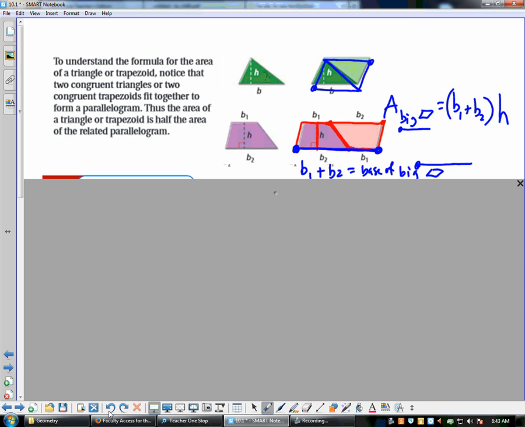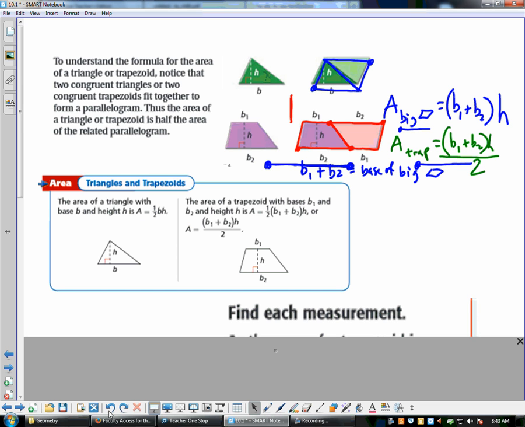Okay, but we didn't really want to find the area of a big parallelogram. We only wanted to find the area of this trapezoid. So isn't that half of it? Agreed? So to find the area of the trapezoid, it is going to be B1 plus B2 times h divided by 2. So that's where these formulas come from.